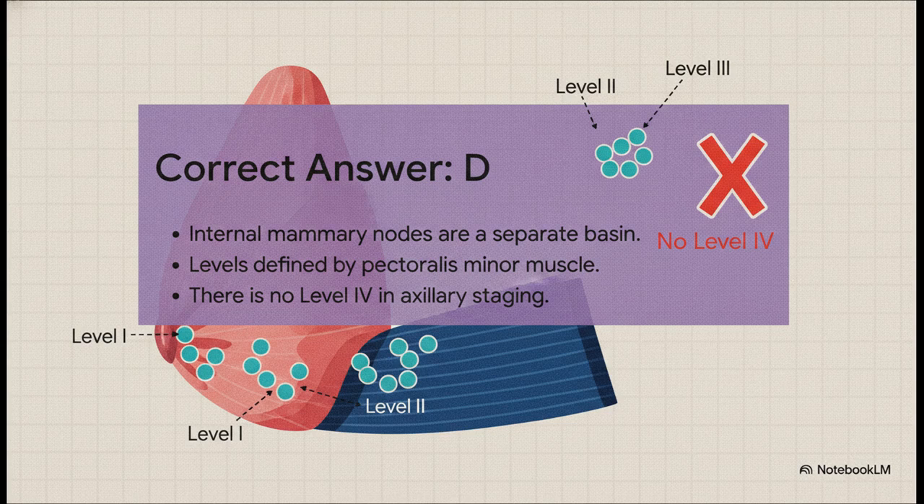Axillary lymph node groups are strictly defined surgically by their physical relationship to the pectoralis minor muscle. Level 1 is lateral, Level 2 is straight up deep to it, and Level 3 is medial or superior. Those internal mammary lymph nodes, they're a totally separate nodal basin entirely. The major exam pearl you've got to lock in is that there is absolutely no such thing as a Level 4 in axillary node staging.